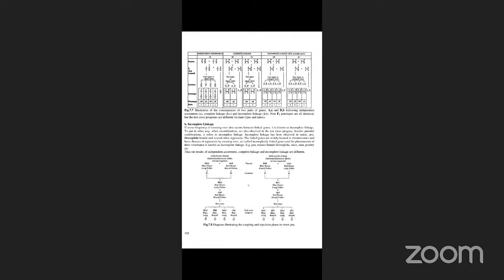Linked genes are located on a chromosome and have chances of separation by crossing over, and these are called incompletely linked genes. The phenomenon of their inheritance is called incomplete linkage. So examples are pea, tomato, female Drosophila, mice, man, poultry, etc. So here you can see the examples at the top, whatever I have discussed.